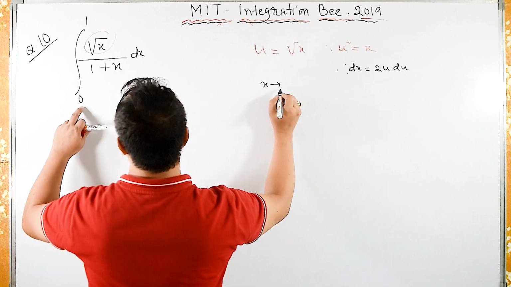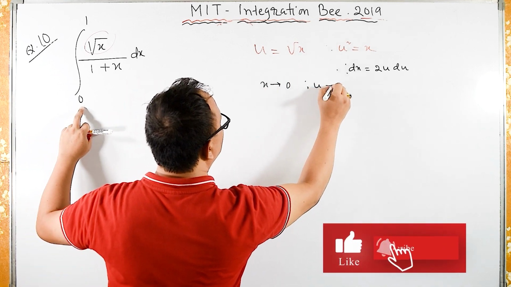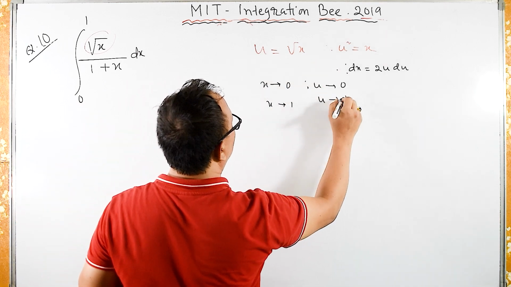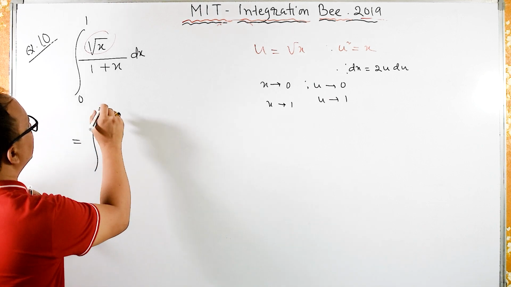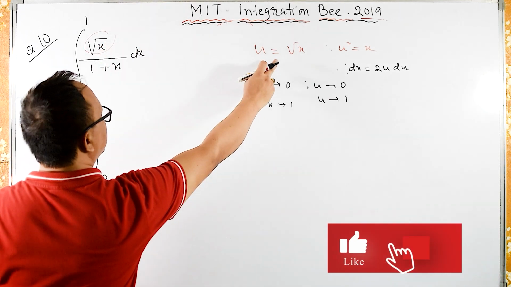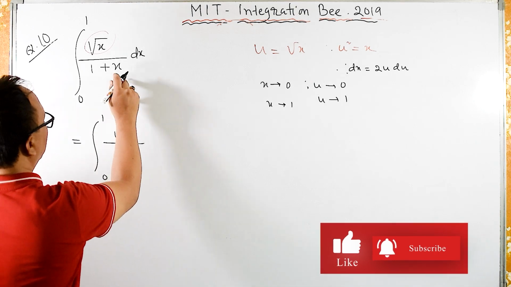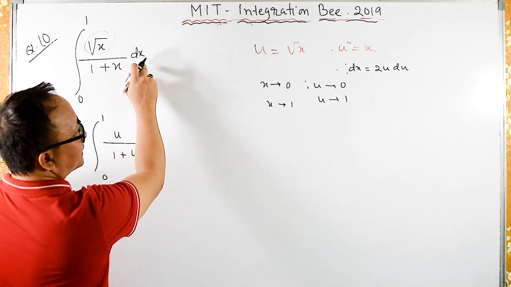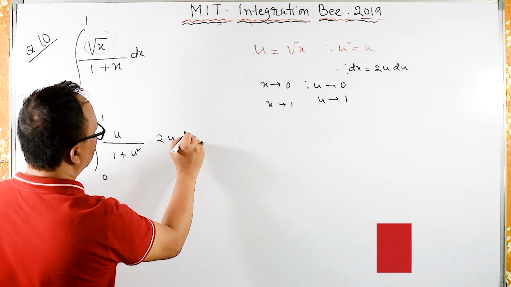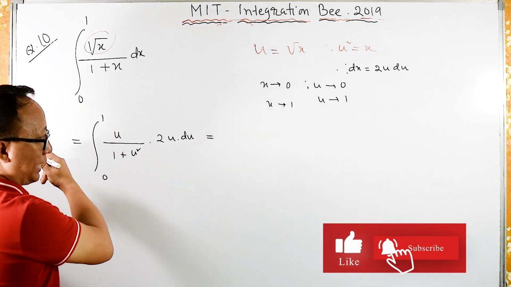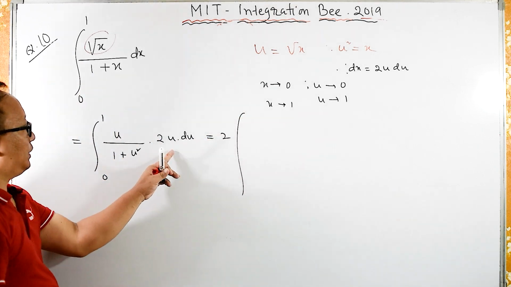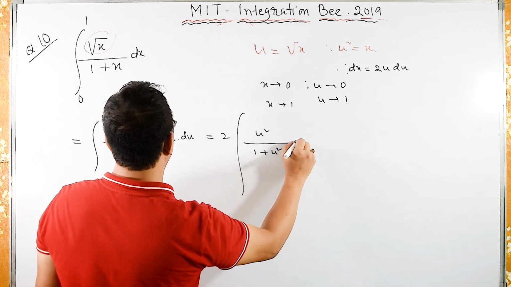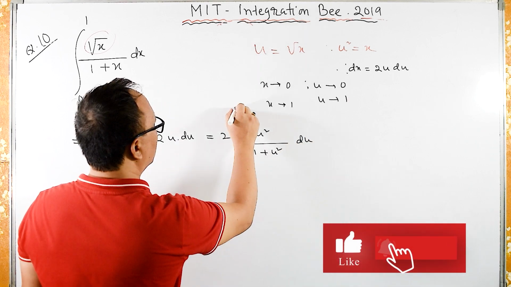When x tends to 0, then u tends to 0. When x tends to 1, therefore u tends to 1, so the limits are 0 to 1. Square root of x is what? Square root of x is u upon 1 plus x. What is x? It is u square. What is dx? dx is twice u into du, so these two I can send outside, 2, then u into u becomes u square upon 1 plus u square into du, limits from 0 to 1.